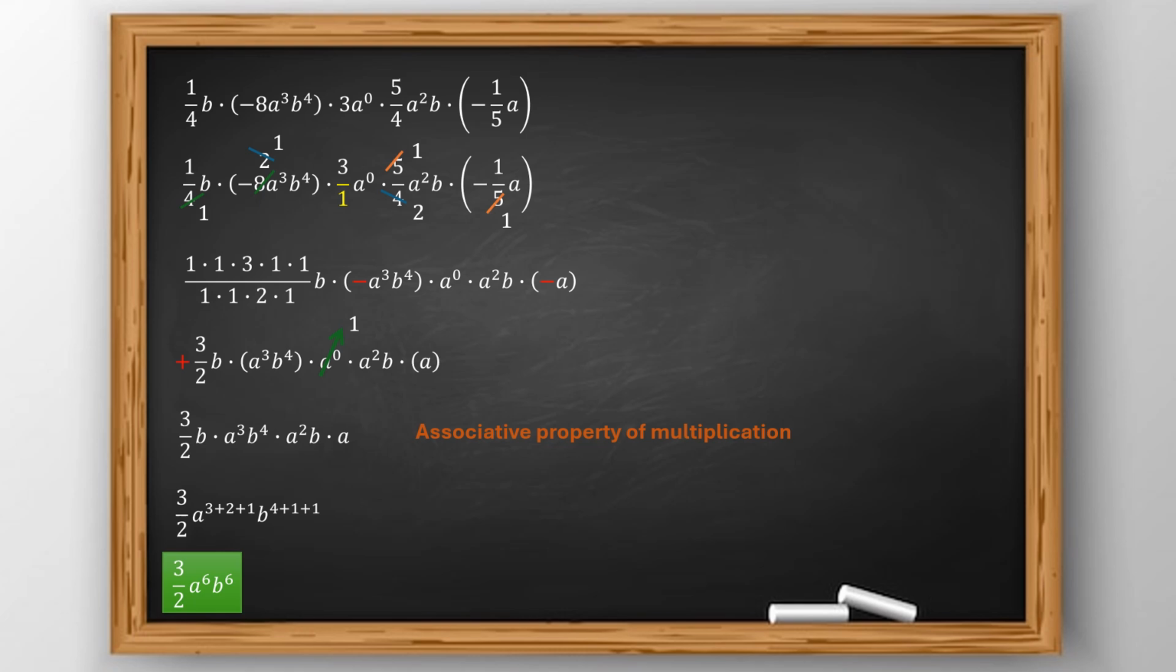3/2 a to the 6th b to the 6th. In this case, we got a monomial as a result, but it's not a certain fact. We could also get something that isn't a monomial, okay? But in this case, we did get a monomial.